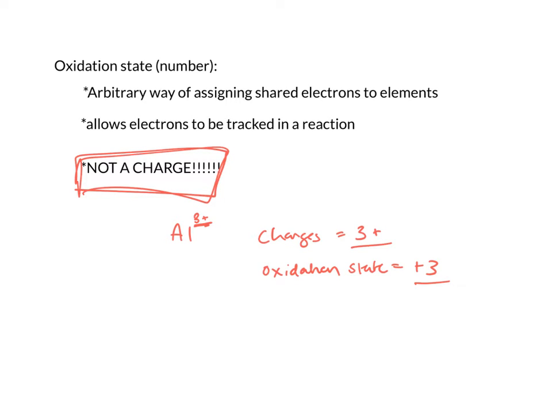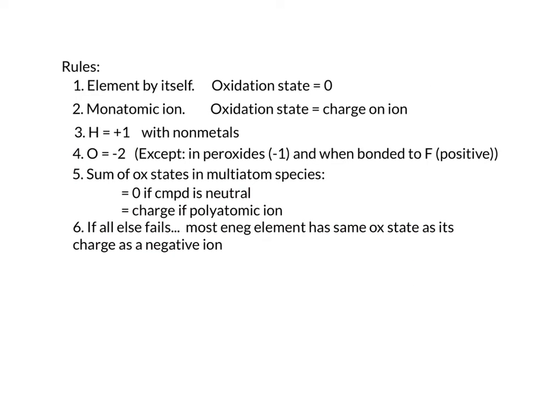So how do we do this? How do we assign these arbitrary numbers? We have a couple of rules to help us with tracking these electrons and with assigning oxidation states. The first one is that if I have an element by itself, it has an oxidation state of 0. For example, if I just have O2, its oxidation state is 0, like aluminum, also oxidation state 0. Anytime you have an element by itself, it's 0.